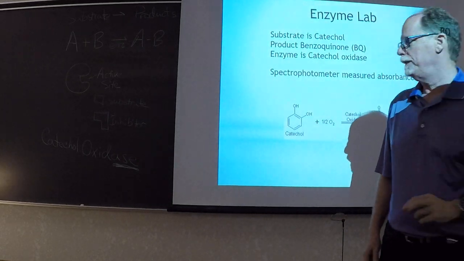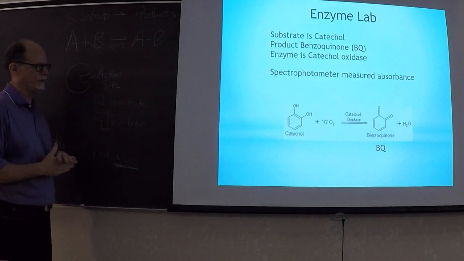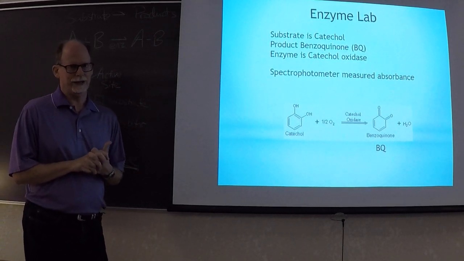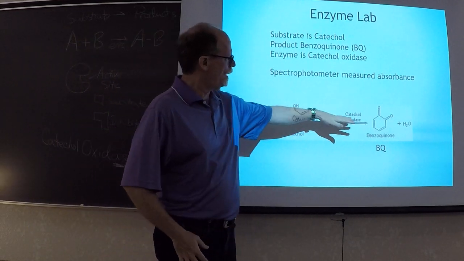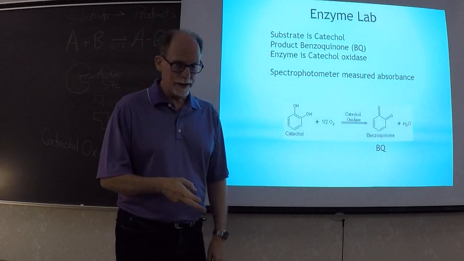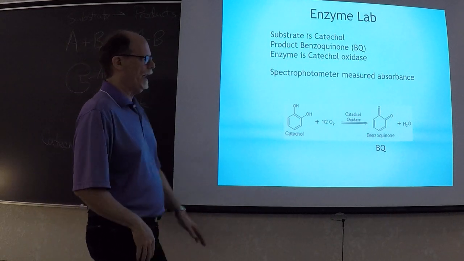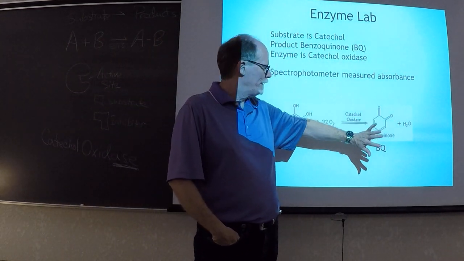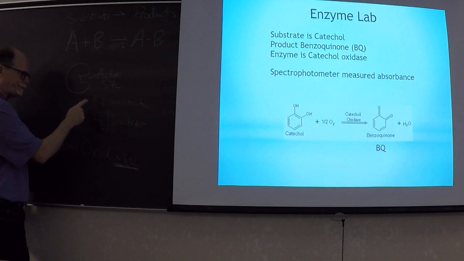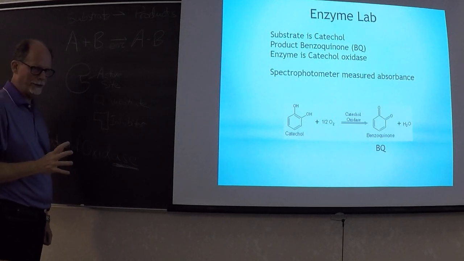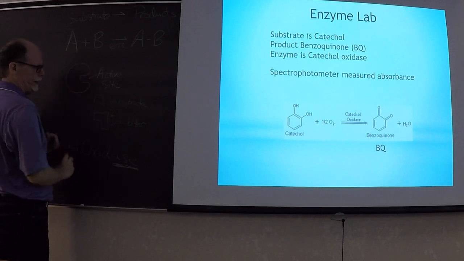Now there is a concept called an inhibitor. What an inhibitor does is inhibit enzyme activity. So if we added catechol oxidase plus an inhibitor, putting all three together, we would have very little activity. The way enzymes work is the substrate needs to bind to the active site of the enzyme.